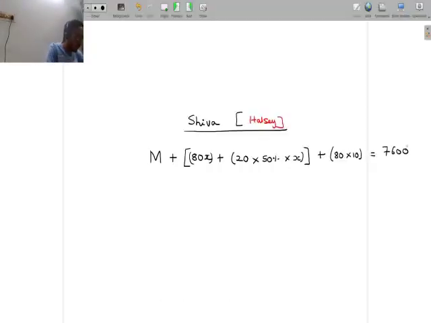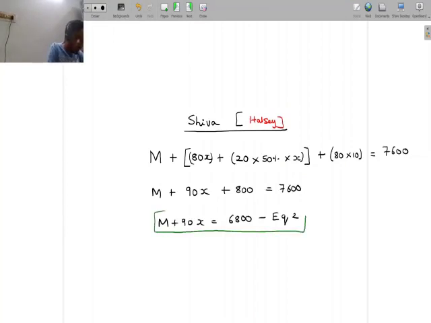7,600. So now let's simplify this: M plus 80x plus, you see, 20 into 50% is 10, 10 into x, 10x. 80x plus 10x gives you 90x here, plus 80 into 10, 800, gives you 7,600. So now take the 800 to the other side. 7,600 minus 800 gives you 6,800. So I'll say M plus 90x is going to give you 6,800. Let me call this equation 2.